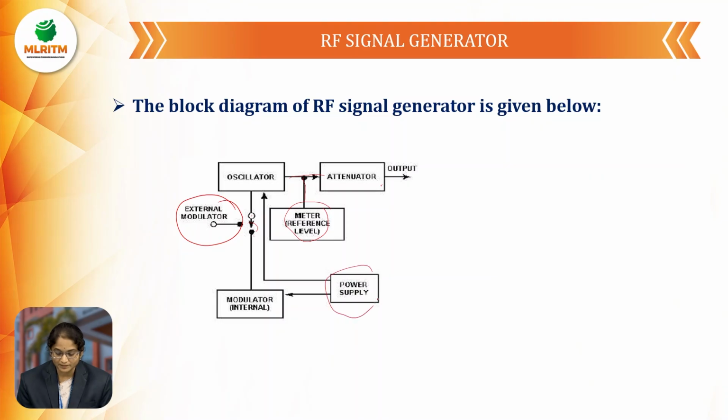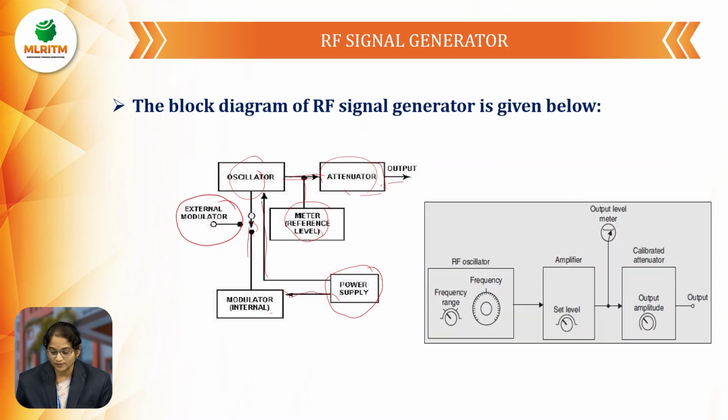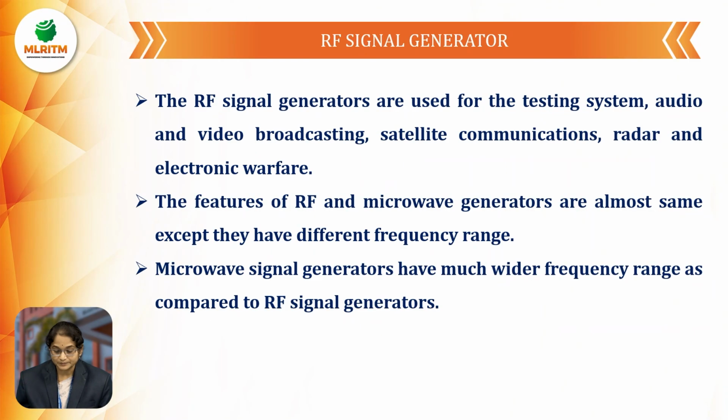And with this power supply, when we switch it on, internally we have the modulator, and it is given to the oscillator. After getting that signal, we adjust and attenuate that signal and give it to the output. This is about the RF signal generator.